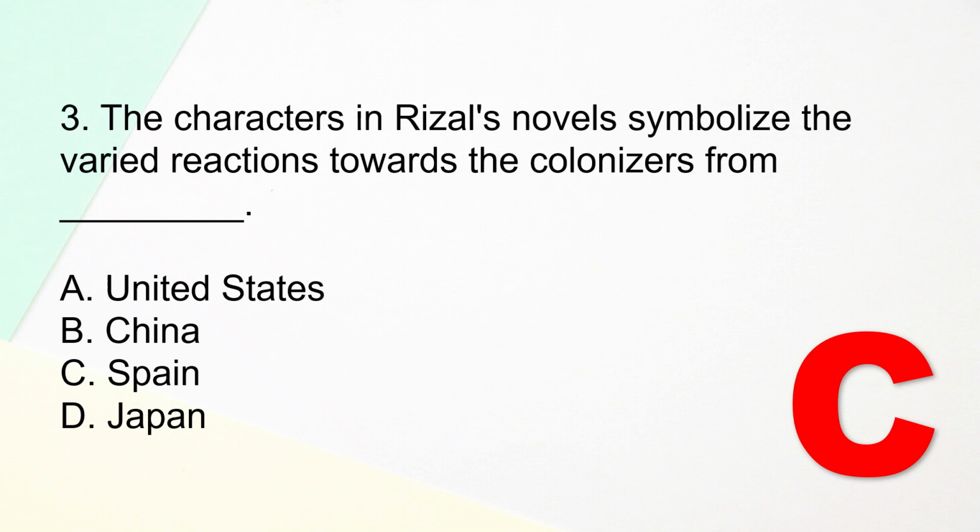The characters in Jose Rizal's novels, Noli Me Tangere and El Filibusterismo, represent the different attitudes and reactions of Filipinos towards Spanish colonization. Through these characters, Rizal illustrated the social injustices, abuses, and struggles experienced under Spanish rule. For letter A, United States is wrong because the US colonization happened after Rizal's time. China is not related to the context of his novels, while Japan did not colonize the Philippines during Rizal's lifetime.